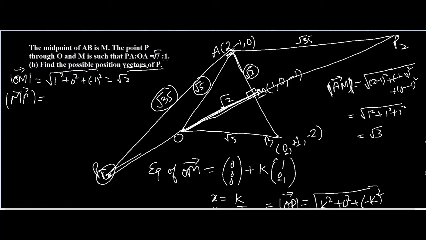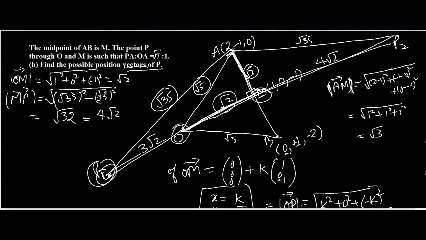And that we have to use Pythagorean theorem now. Square root, this is 35 square minus this square root 3 square. So basically it is square root 32. Yeah, and that will be 4 square root 2. So this was a general MP, but we will separate them now. MP1 equal to MP2 equal to 4 square root 2. Both of them are 4 square root 2.